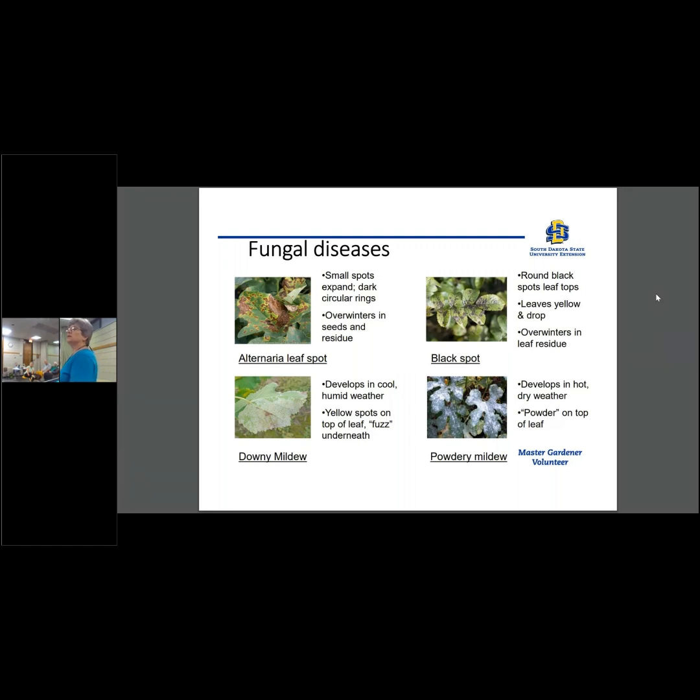Powdery mildew develops in hot, dry weather, and it has this powder on top of the leaf. That's a squash leaf there, and it just looks white. And those are the spores. And if you'll notice between these two, they develop in different conditions. So one cool, one hot, and they're in different places on the leaf. One underneath, one on top.